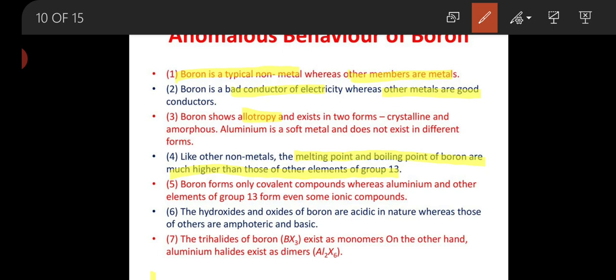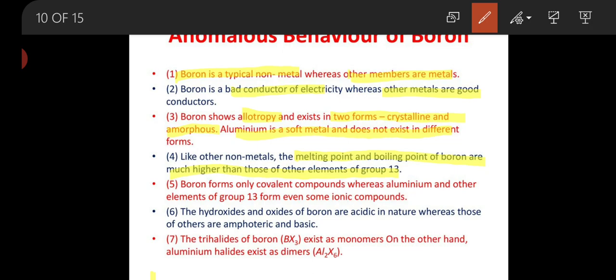Allotropy is nothing but one element existing in two different forms, and these two different forms are found in boron: crystalline boron and amorphous boron. Whereas aluminum is a soft metal and does not exist in different forms. It only exists in one single form.